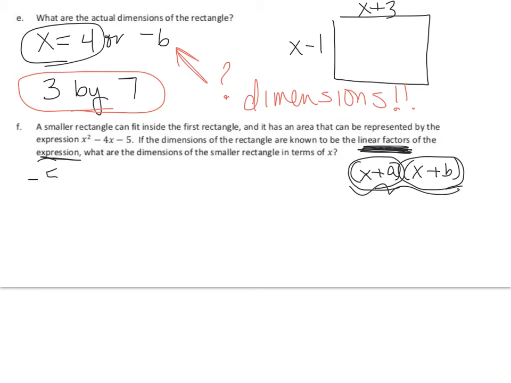So I have negative 5 breaks into negative 1 times 5. That's not going to work. I need a negative 4. So 1 times negative 5, if I add that together, I get a negative 4. So my linear factors are x plus 1, x minus 5. So we have to learn this terminology.